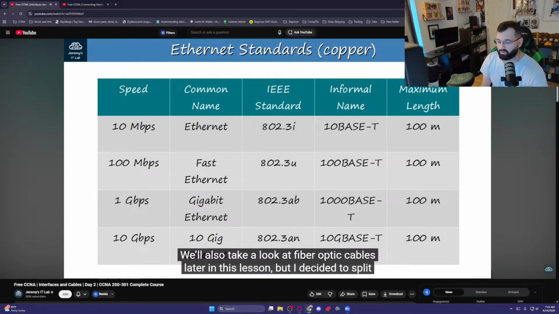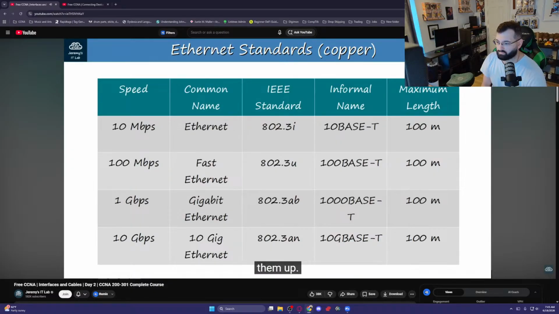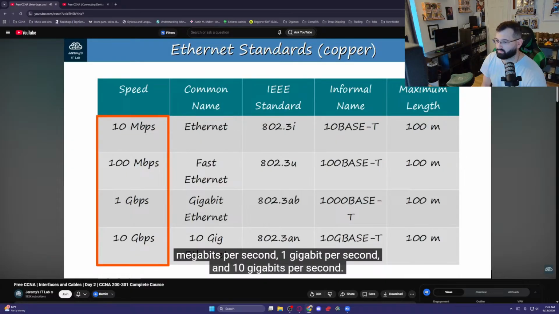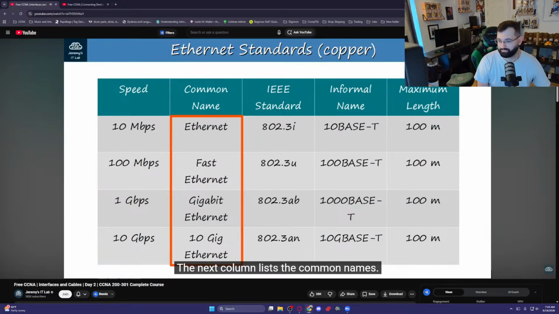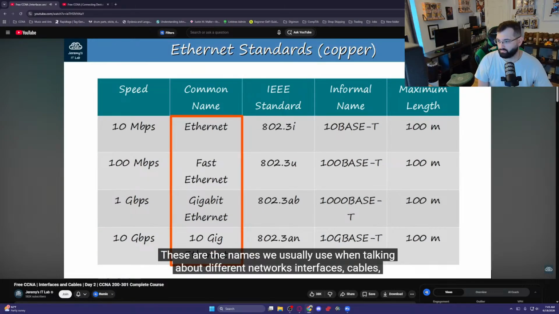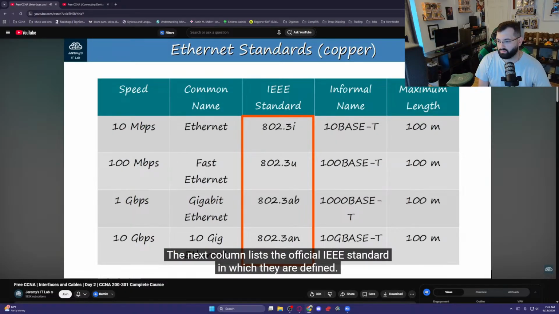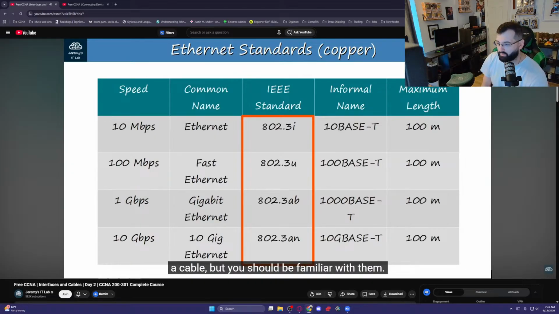We'll also take a look at fiber optic cables later in this lesson, but I decided to split them up. We have one for each of the common network cable speeds: 10 megabits per second, 100 megabits per second, 1 gigabit per second, and 10 gigabits per second. The next column lists the common names. These are the names we usually use when talking about different network interfaces, cables, and their speeds, for example, in a work environment. The next column lists the official IEEE standard in which they're defined. You would probably never use these names when talking with other network engineers about a cable, but you should be familiar with them.